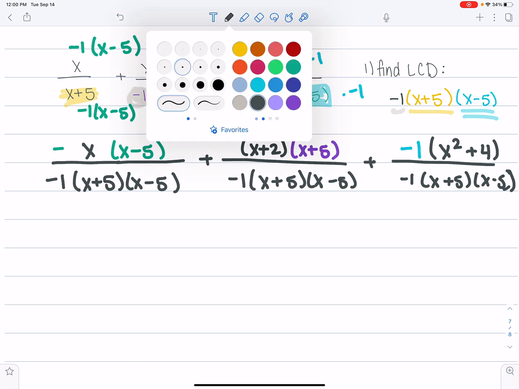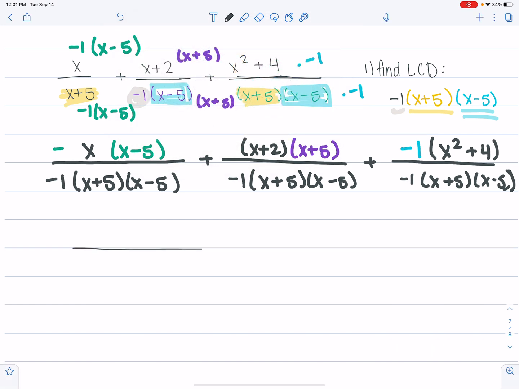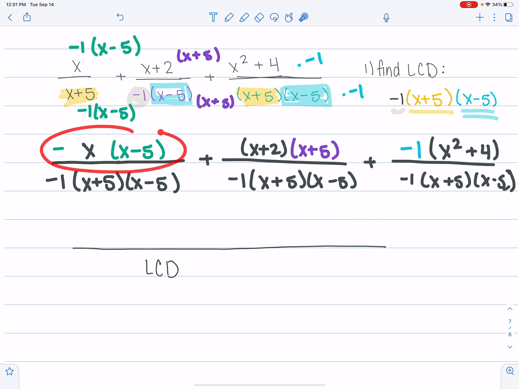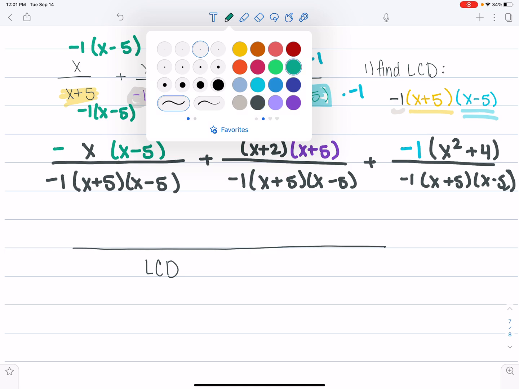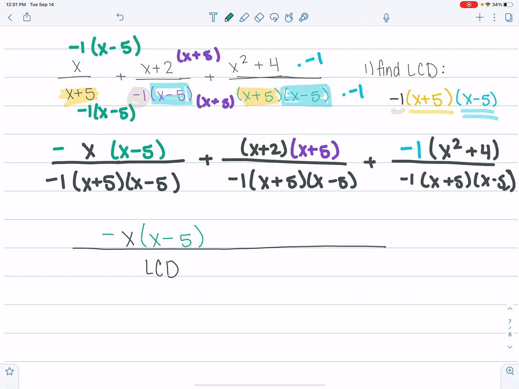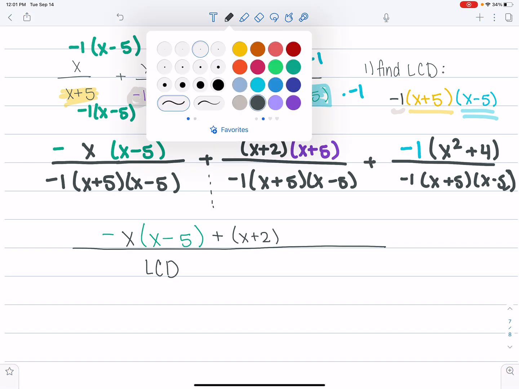And so now that I've gone through and I have made all the denominators match by multiplying top and bottom by something, I am going to combine all of these into one big giant fraction. So I've got my LCD on the bottom, and just keep in mind the LCD is that, but since it's all the same, I'm just going to write it as the LCD. I'm going to have this come down to one fraction, negative x times x minus 5. Carry down my sign, plus x plus 2, x plus 5.